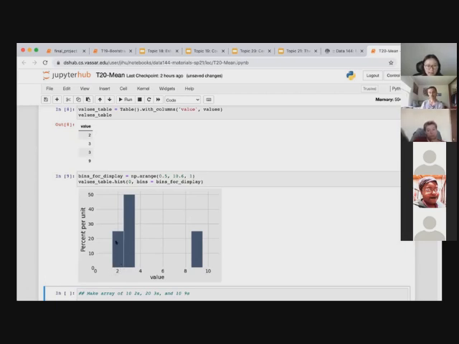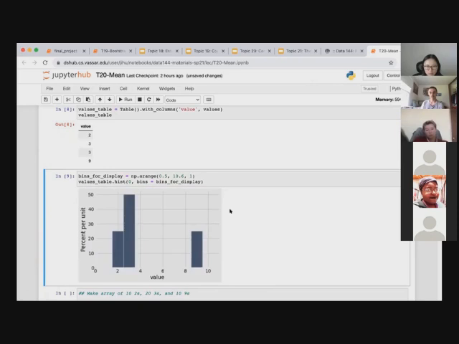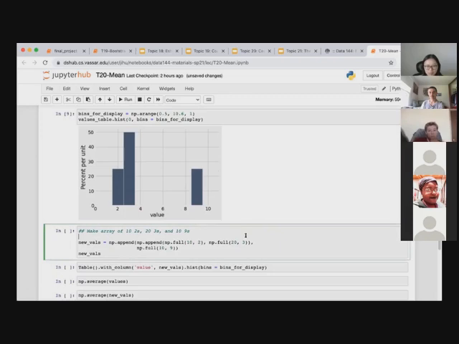So we have, if you remember, 1 two, and then 2 threes. That's why we have a taller bar up here. And there's 1 nine. So this is how it looks if I graph it.